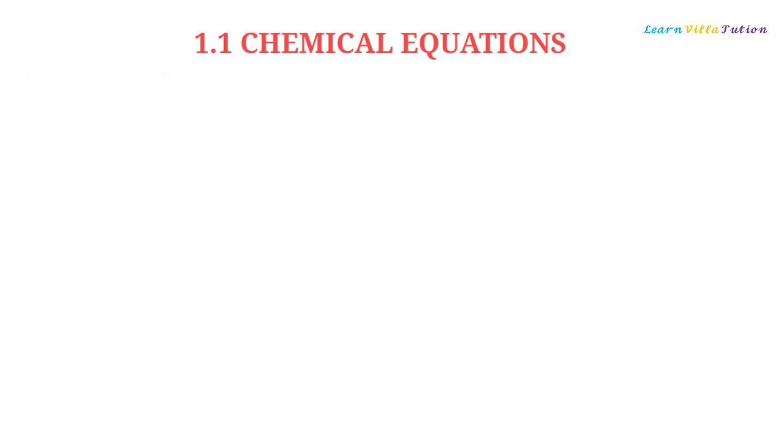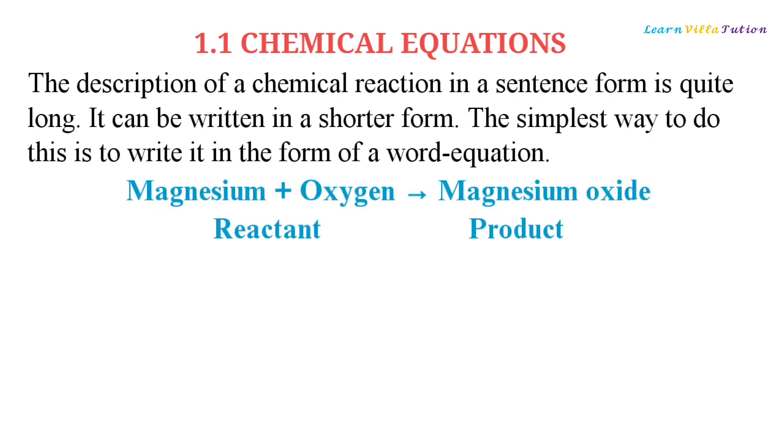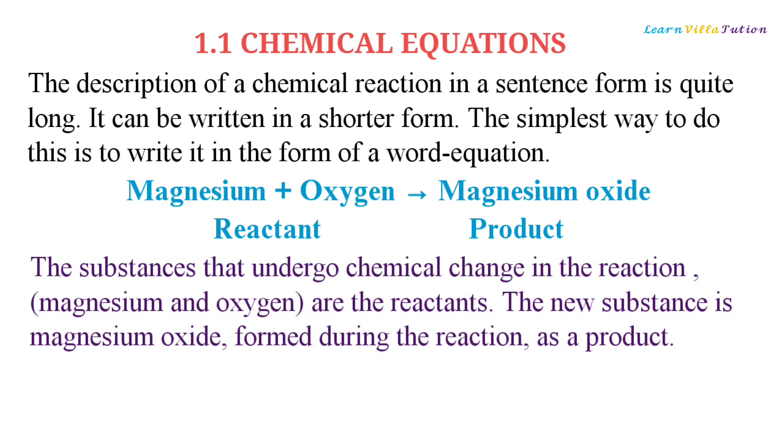Chemical equations. The description of a chemical reaction in a sentence form is quite long. It can be written in a shorter form. The simplest way to do this is to write it in the form of a word equation. Magnesium reacts with oxygen, and magnesium oxide is formed. The substances that undergo chemical change in the reaction, magnesium and oxygen, are the reactants. The new substance, magnesium oxide, formed during the reaction, is the product.